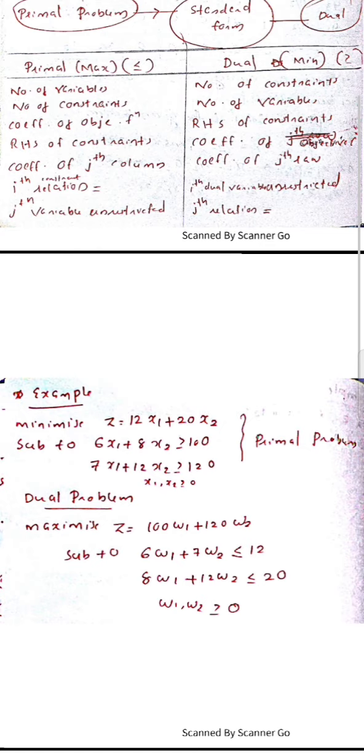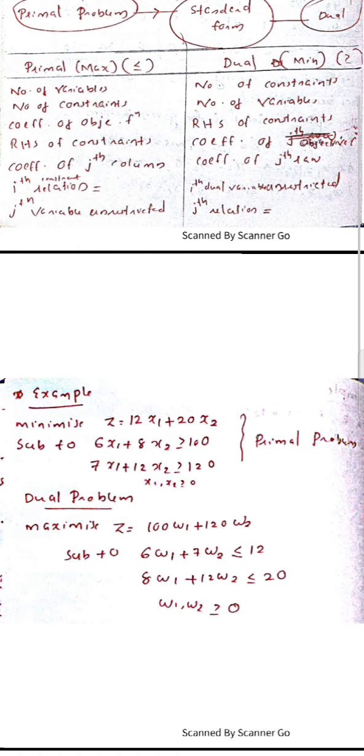Next point, the RHS of the primal constraints. The RHS of the primal constraints are the coefficients of the objective function in the dual form. Okay, അതായത് നമ്മുടെ പ്രൈമൽ കൺസ്ട്രെയിൻസിൻ്റെ RHS ആയിരിക്കും ഡുവൽ ഫോമിലേക്ക് എഴുതുമ്പോൾ ഡുവൽ ഫോമിലെ ഒബ്ജക്റ്റീവ് ഫംഗ്ഷൻ്റെ കോയിഫിഷ്യൻസ് എന്ന് പറയുന്നത്.